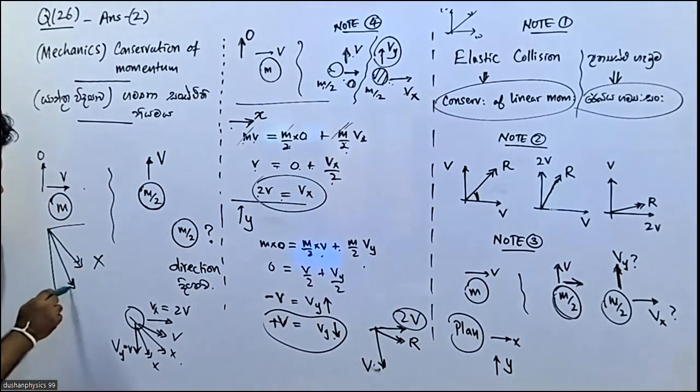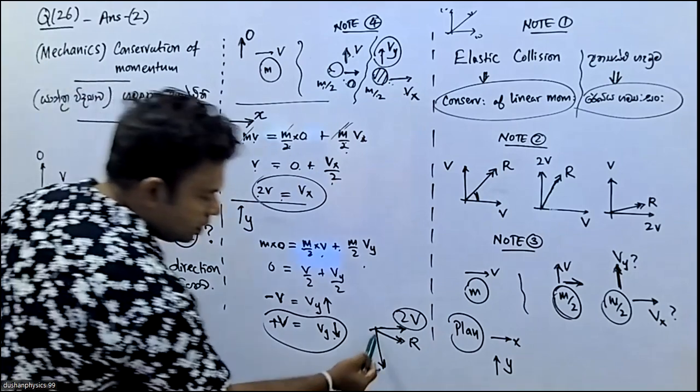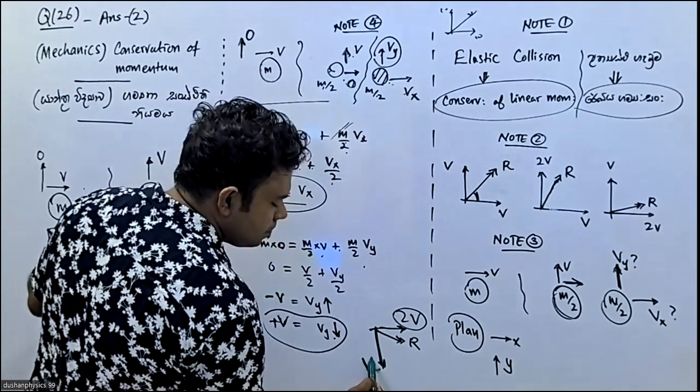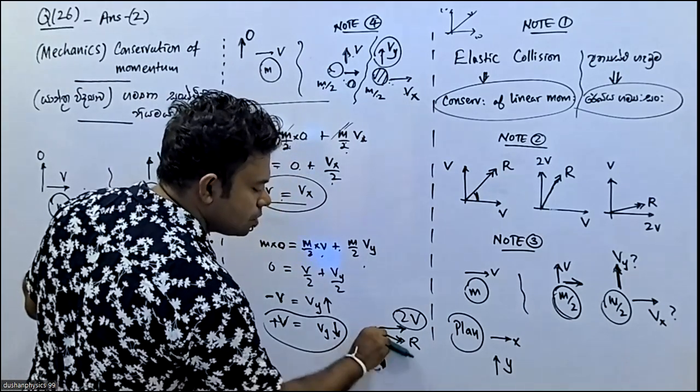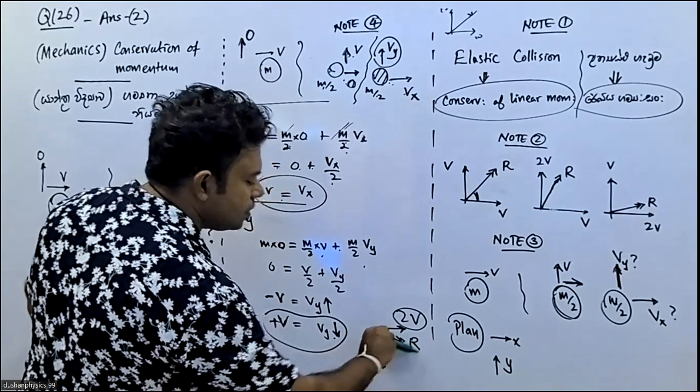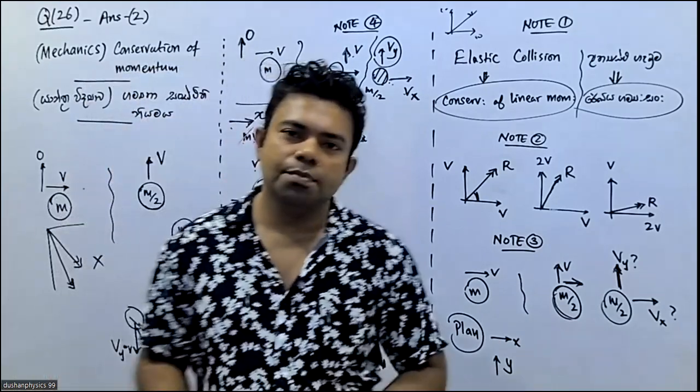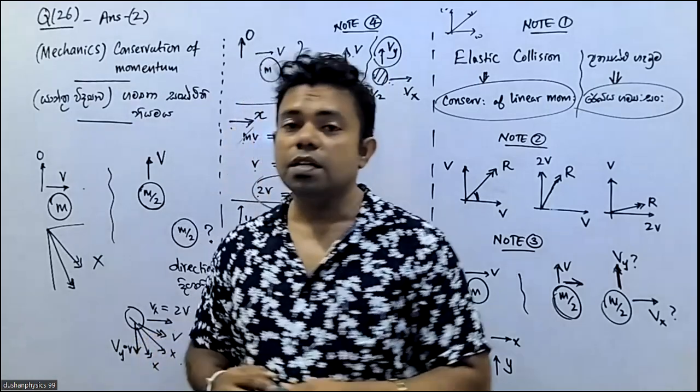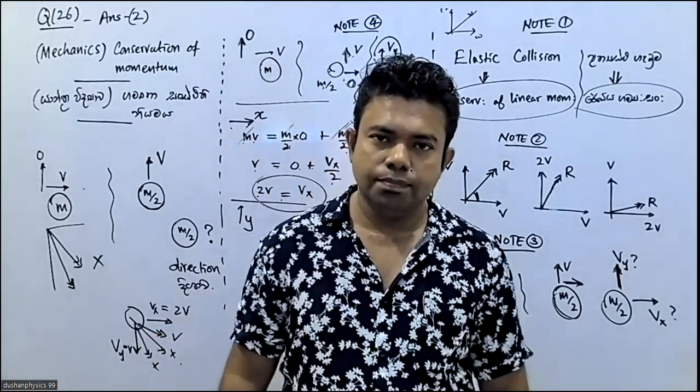Can I take this part? No, because the downward velocity is less. So the resultant goes toward the 2v side. Therefore, the answer should be answer number 2. It's a pretty easy question. Thanks for watching.